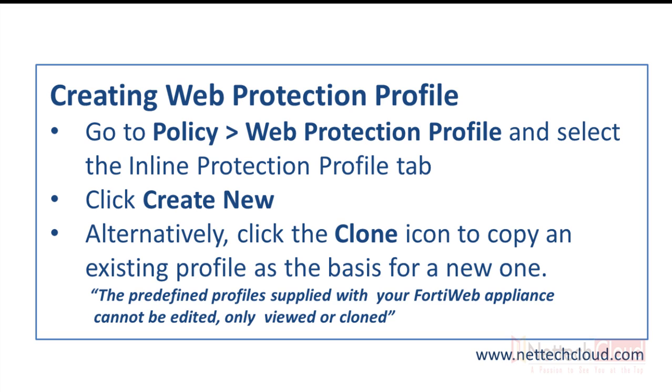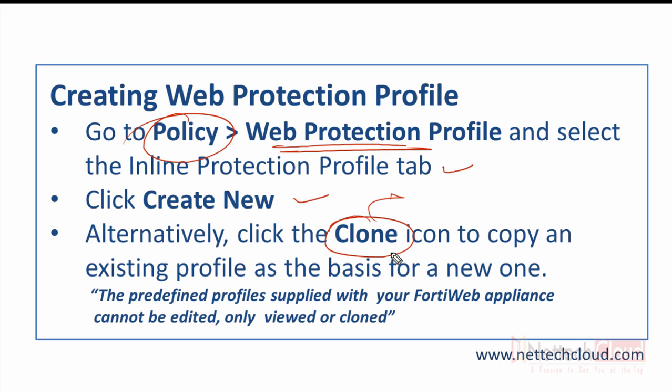So how can we create a web protection profile in FortiWeb? Go to Policy, then Web Protection Profile, select the Inline Protection Profile tab, and click Create New. Alternatively, click Clone, if we want to make a copy of a built-in profile and then do further customization. So that's another way of creating a web protection profile.